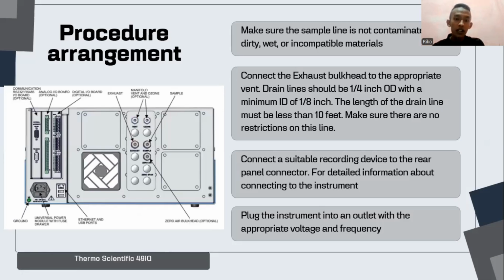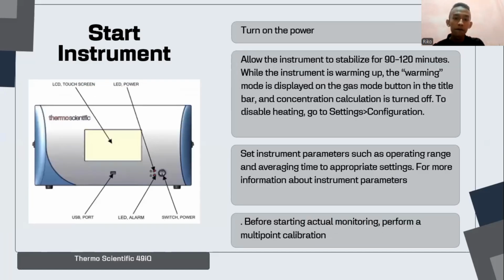And the procedure: make sure the sample line is not contaminated. Connect the exhaust to the appropriate fitting. Connect a suitable recording device to the rear panel connector, and then plug the instrument into the outlet with the appropriate voltage and frequency.